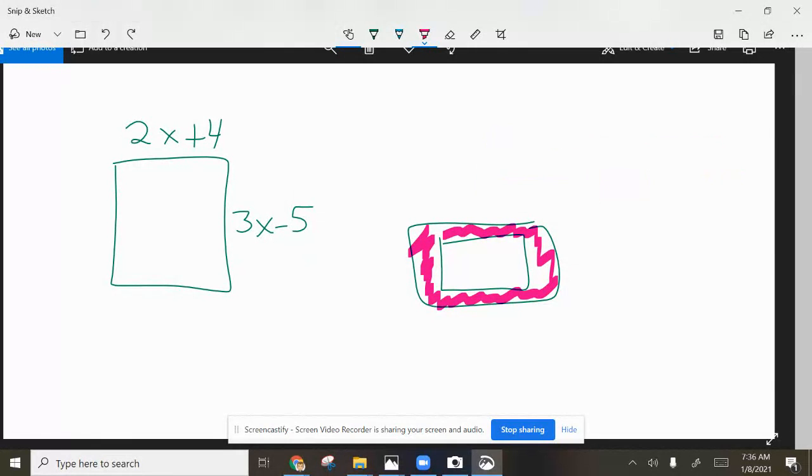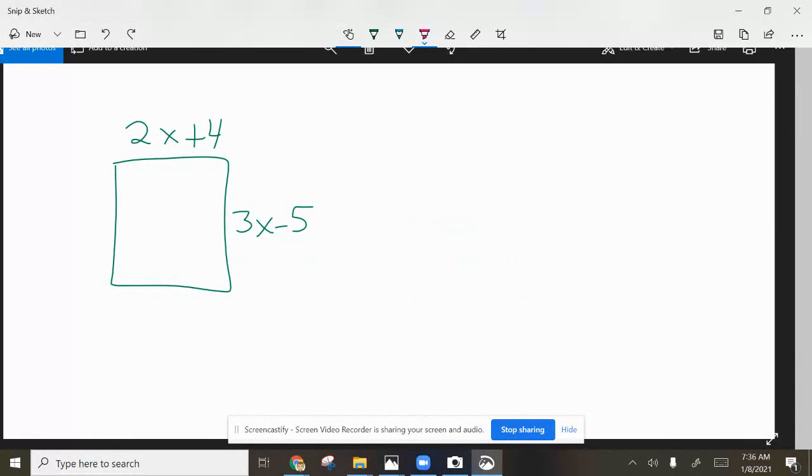This one's not going to be like that. Those are perimeter type questions. This one wants to know, what is the area? What's the area inside here? So you got to give me the amount of space in here. Okay. Go ahead and try that on your own.